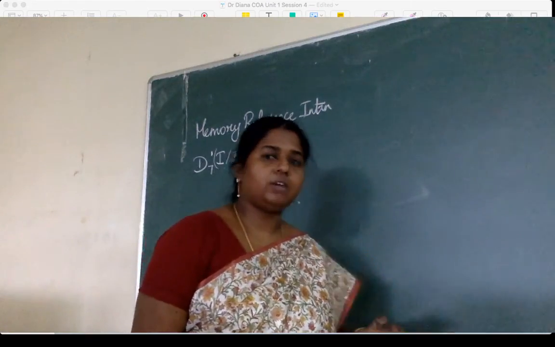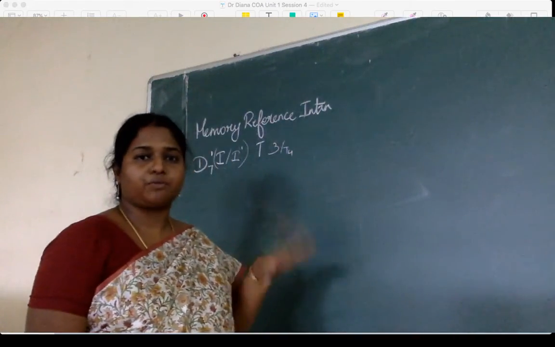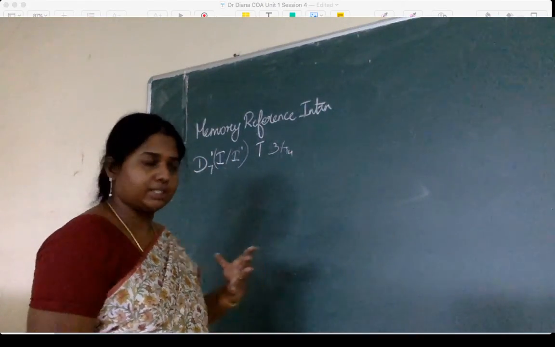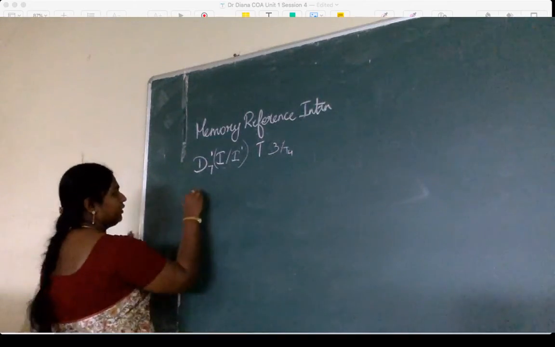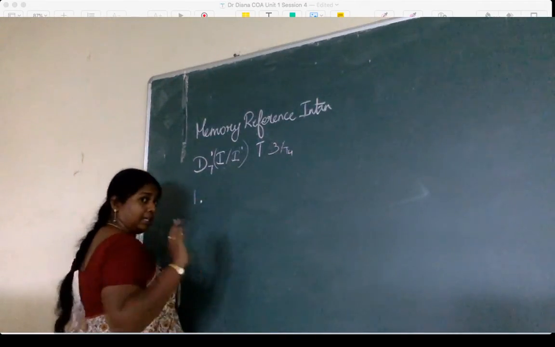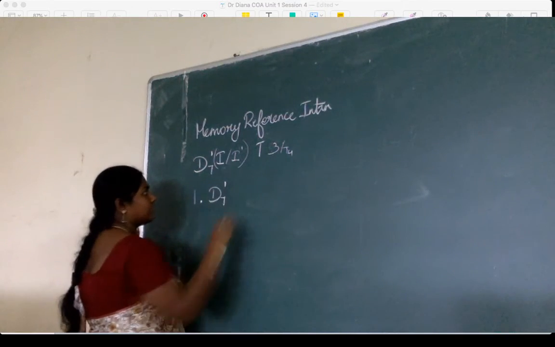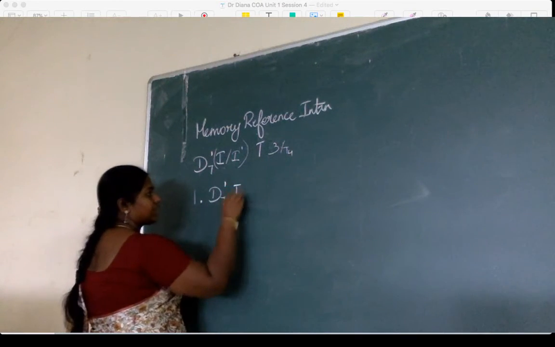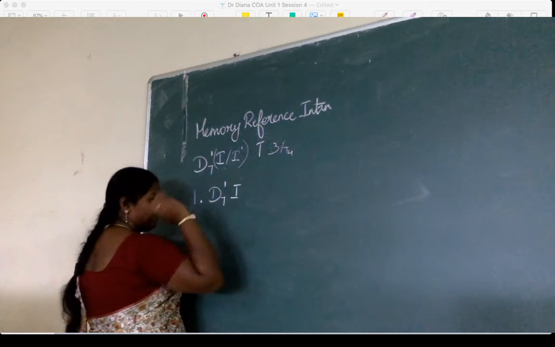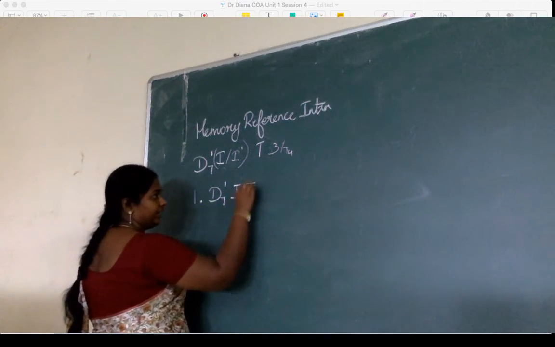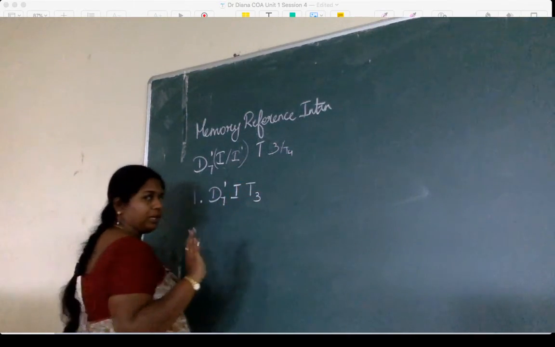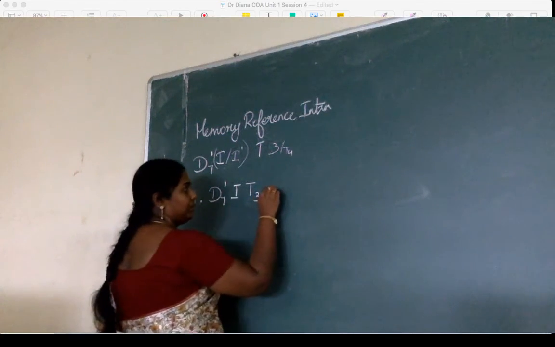Okay. Now we are going to start listing our operations. First case is an indirect access. Indirect access means D7 dash, I value should be 1, and T3. What do I perform? What do I perform?